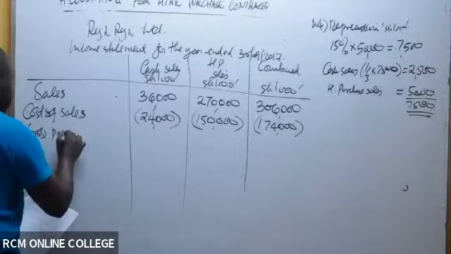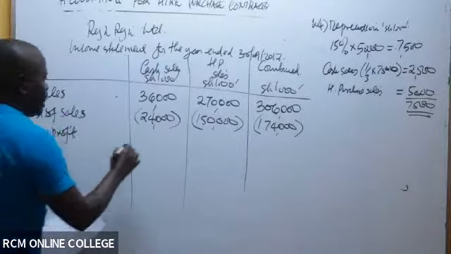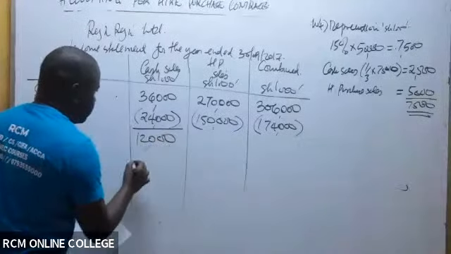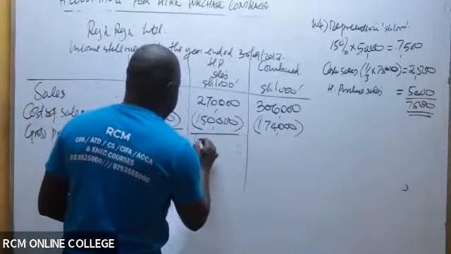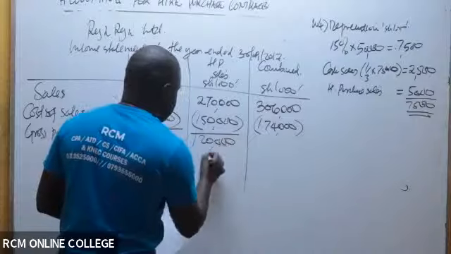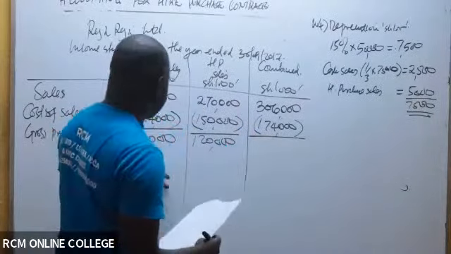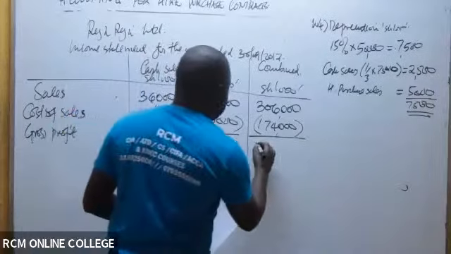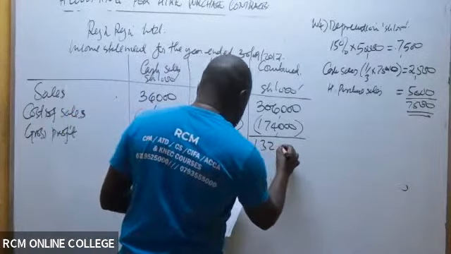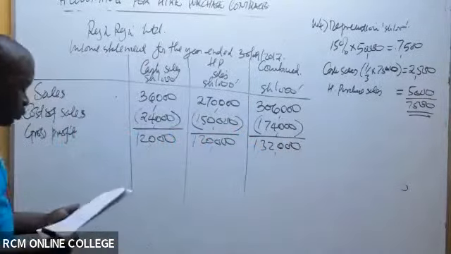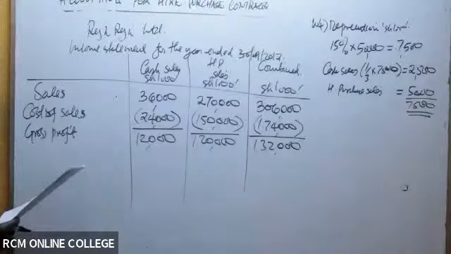Gross profit is the difference. So the difference here is 12 million. The difference here is 120 million. You add the two, I think it's 132 million. Then, of course, we have to recognize any other expenses.